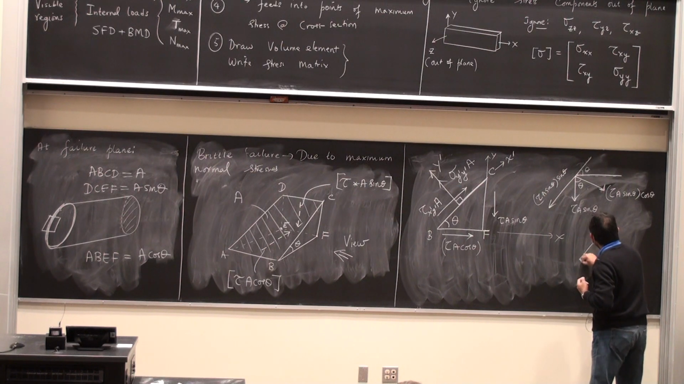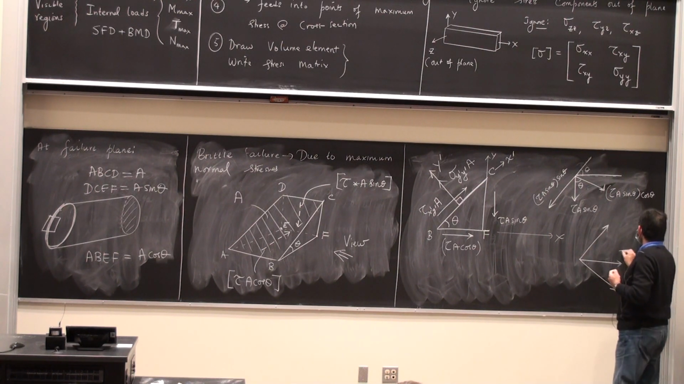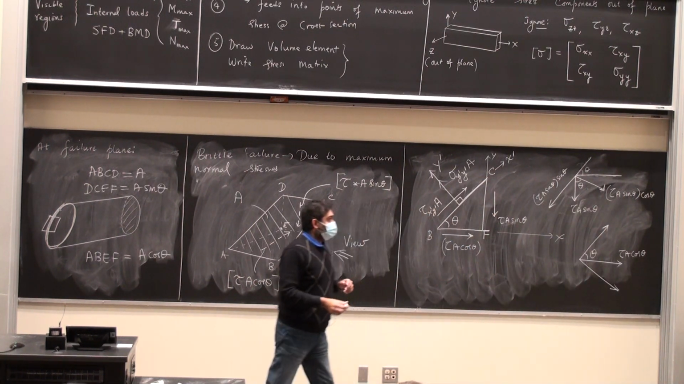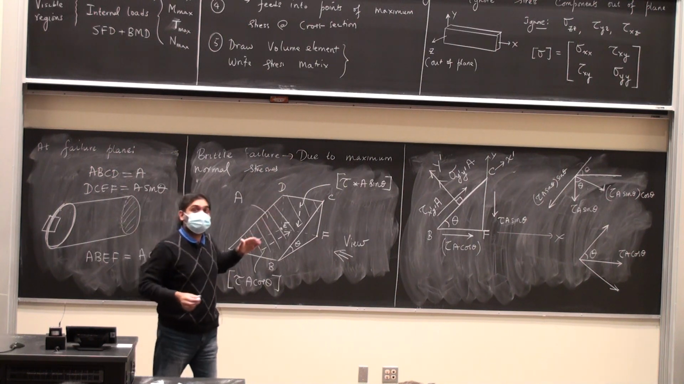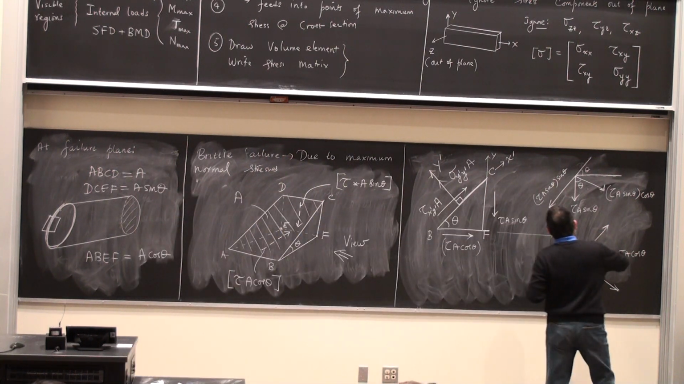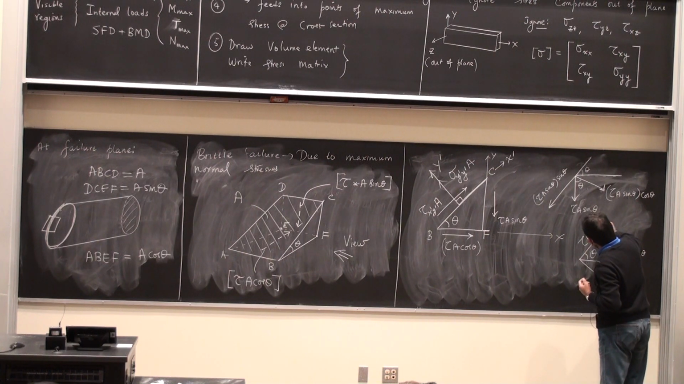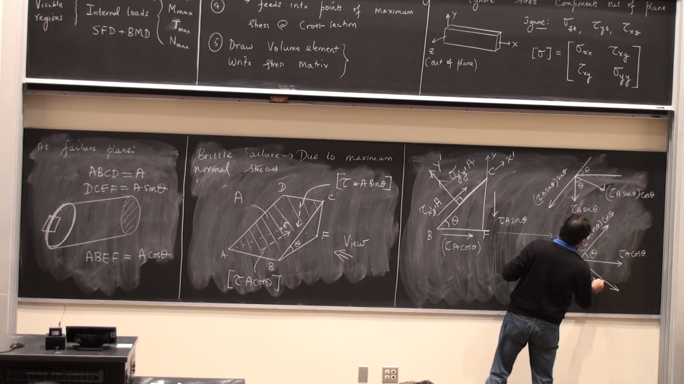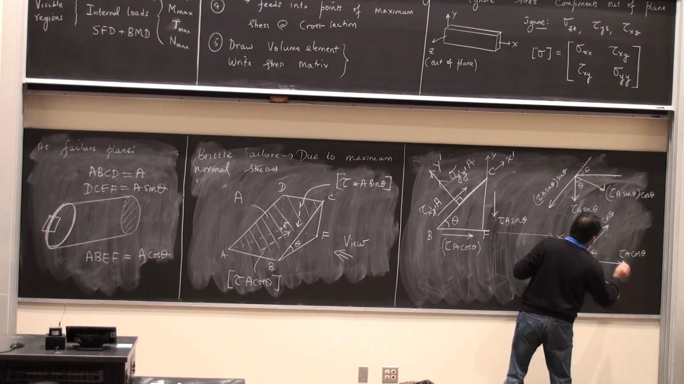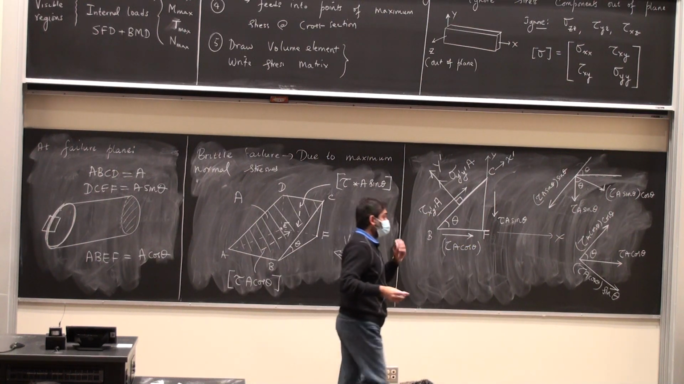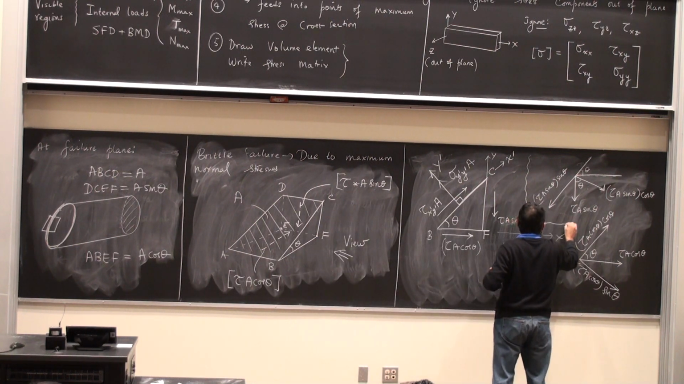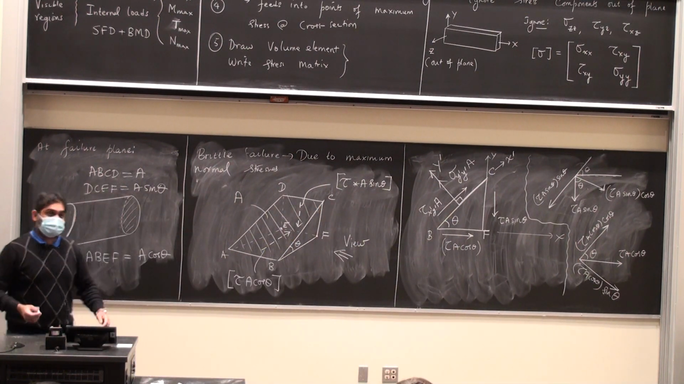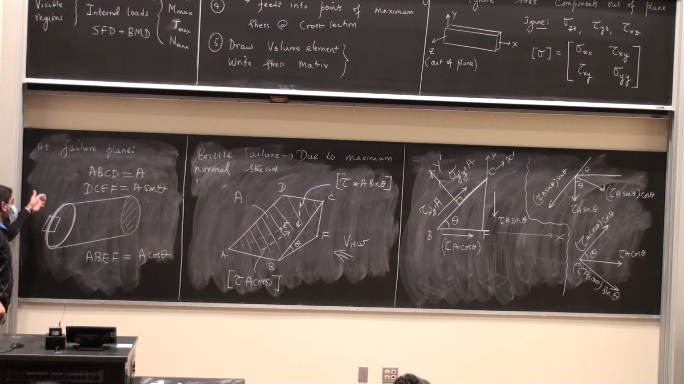Do the same thing for tau A cosine theta, in some sense easier. So this is tau A cosine theta. This angle is theta. I'm breaking it up into components along x prime and y prime. So this is tau A cosine theta times cosine theta, and tau A cosine theta times sine theta. Okay, so these are the components. All I have to do is sum forces up.